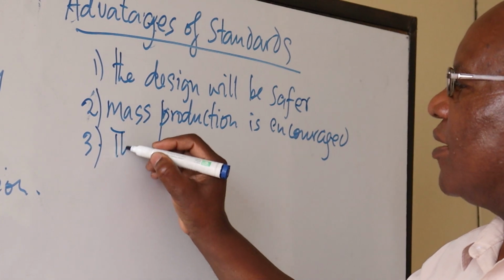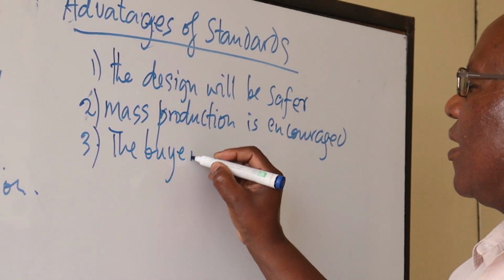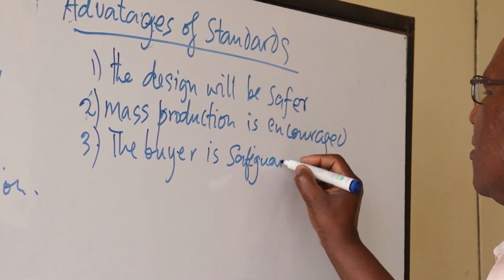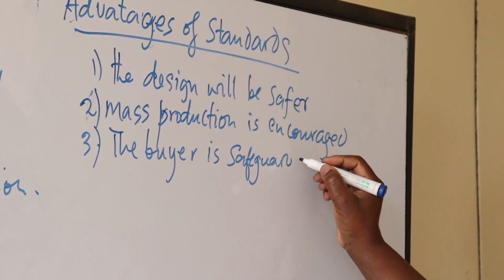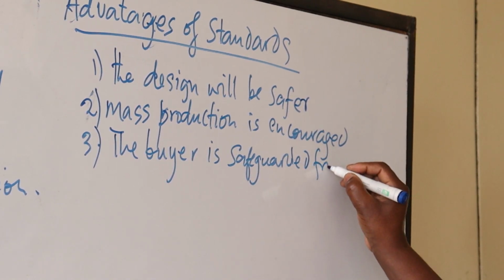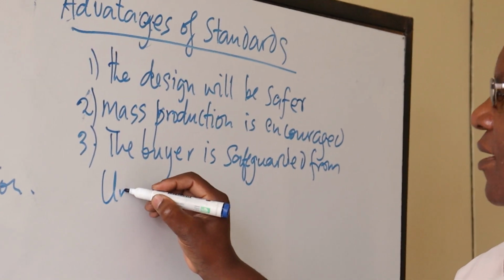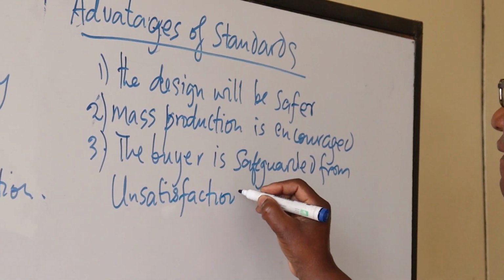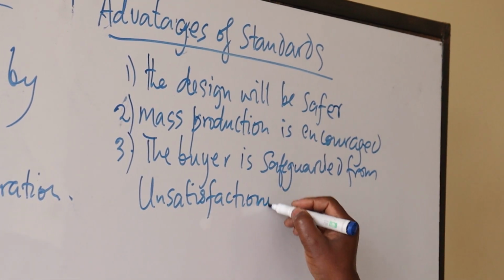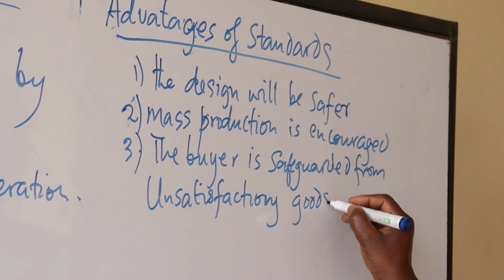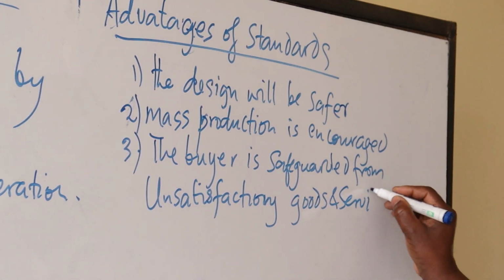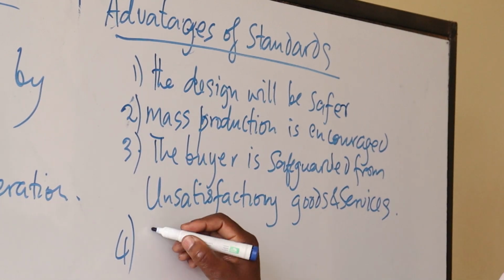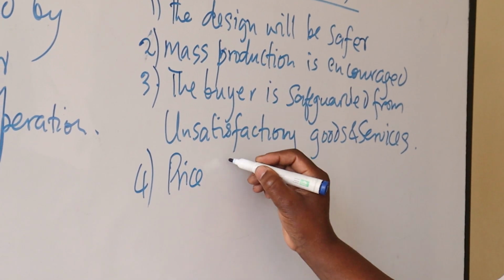Number 3, the buyer, which is the user, is safeguarded from unsatisfactory goods and services. The 4th one, now price comparisons can be made easier.